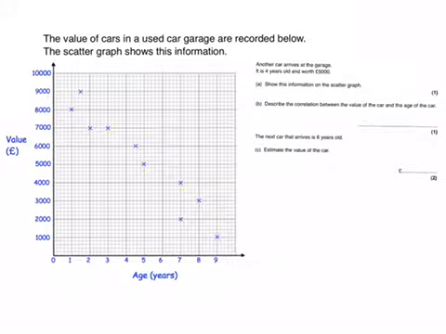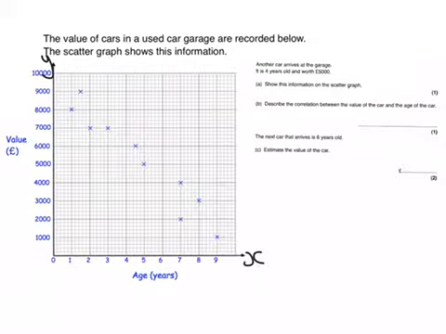In this video we're going to be looking at scatter graphs, and we're going to go from grade 4 right upwards. So starting off is the kind of classic scatter graph question you might see and you're more familiar with. You've got the value of cars in a used car garage recorded below, and the scatter graph shows this information. So the value is on the y-axis and the age in years is on the x-axis.